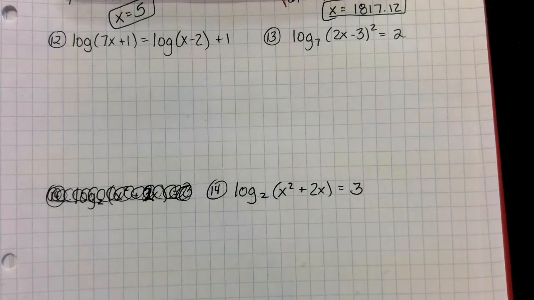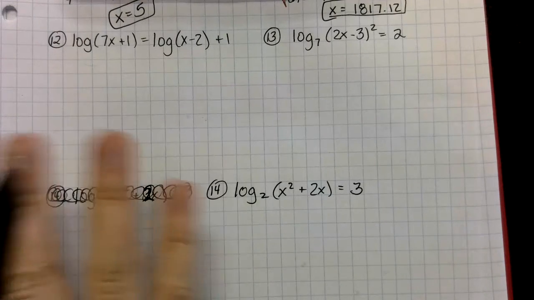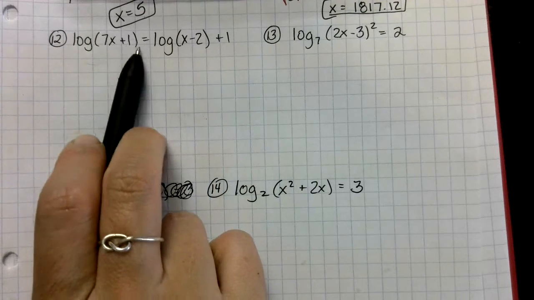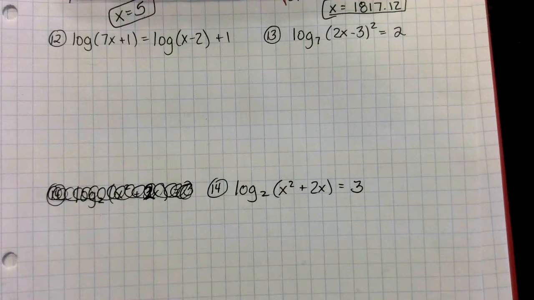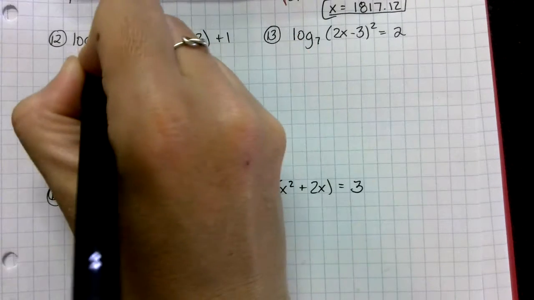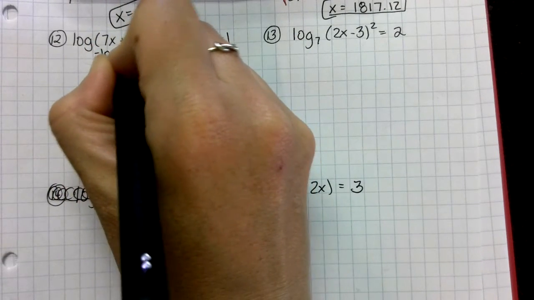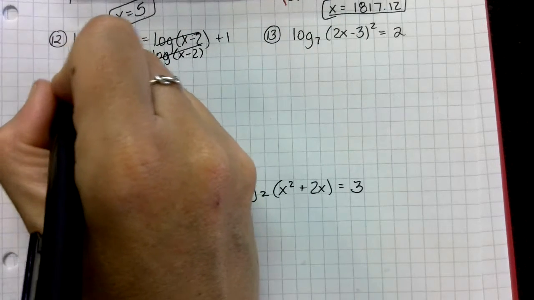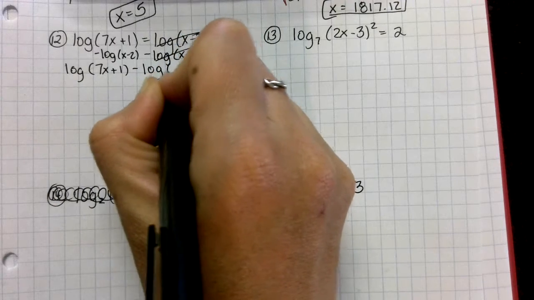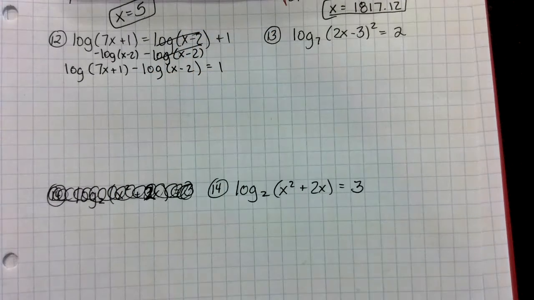Okay, so just a couple of questions left here. Number 12, I think, is a good one. It's got 2 separate logs. However, what you'll notice is we've got an equal sign in between. So on all the rest of them, we had plus or minus. So one thing that you have to keep in mind is sometimes your logs do not start out on the same side of the problem. So what I would want to do first is I would want to subtract this expression from both sides. So I'm going to have log of 7x plus 1 minus log of x minus 2 equals 1.